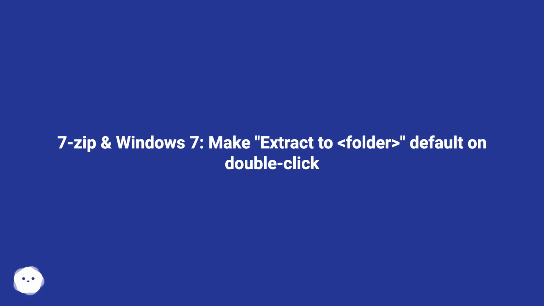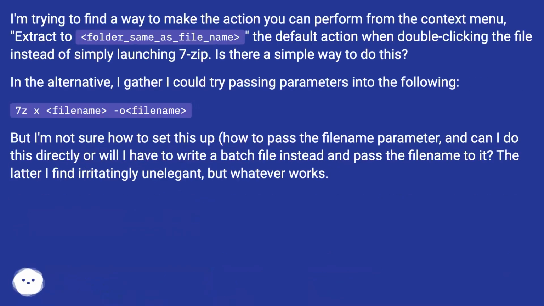7-Zip and Windows 7. Make extract default on double click. I'm trying to find a way to make the action you can perform from the context menu, extract, the default action when double clicking the file instead of simply launching 7-Zip. Is there a simple way to do this?